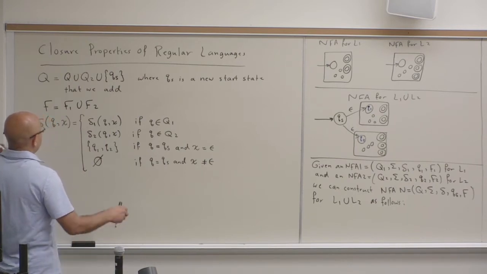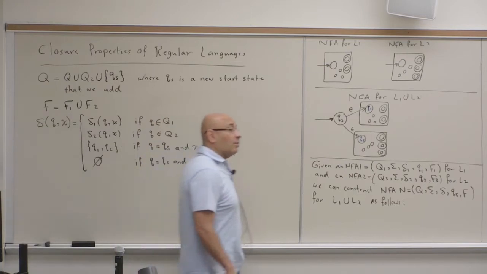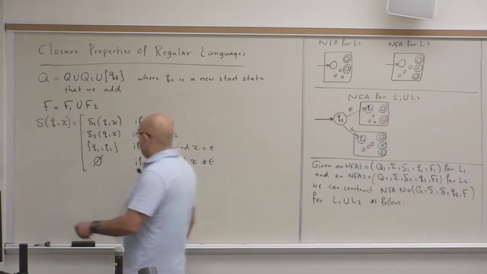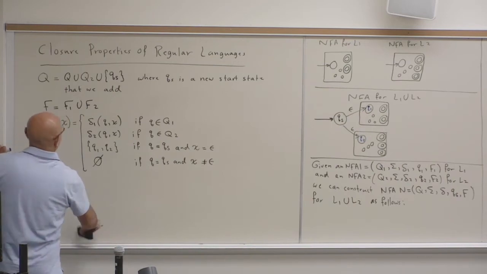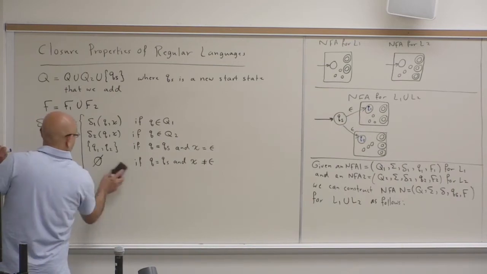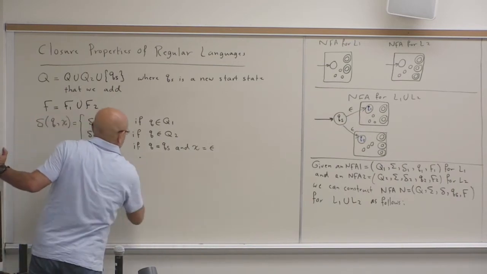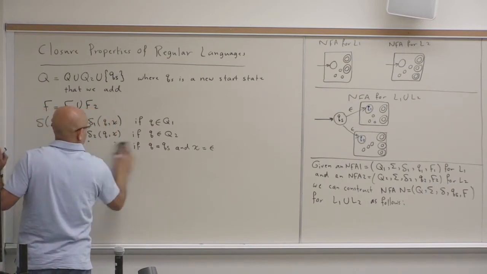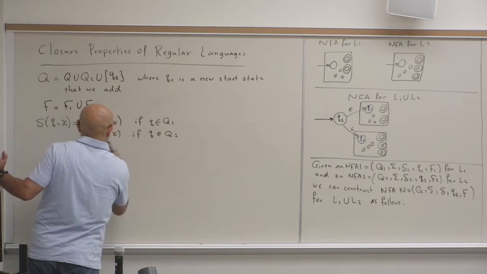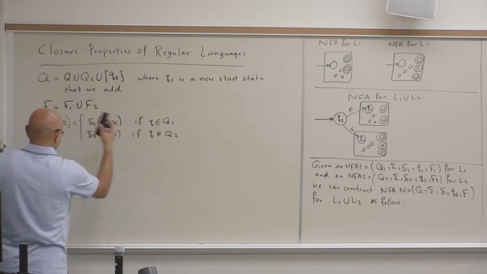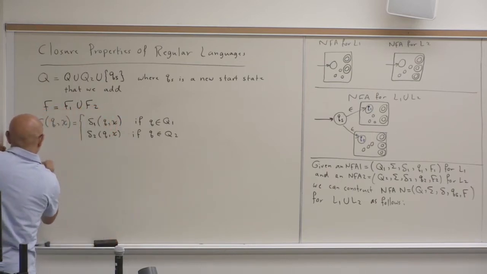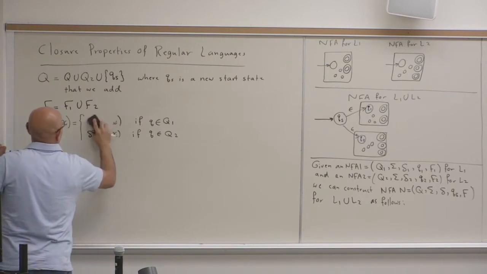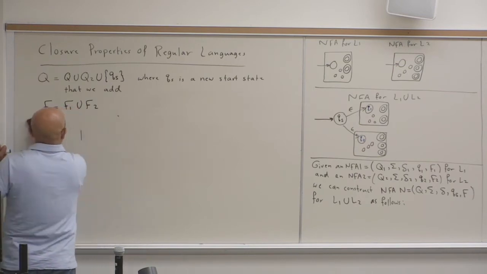So this proves that you can always construct an NFA for the union. Now what about the concatenation? I have to keep erasing because I need to use the space. It's like running a program with a small cache. So I don't need this anymore.